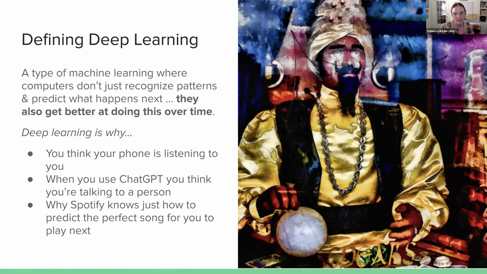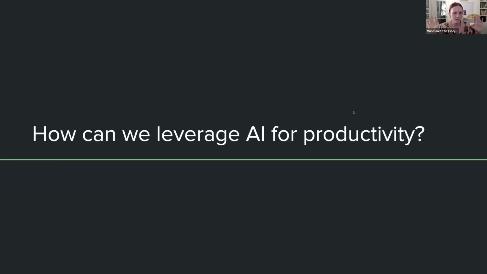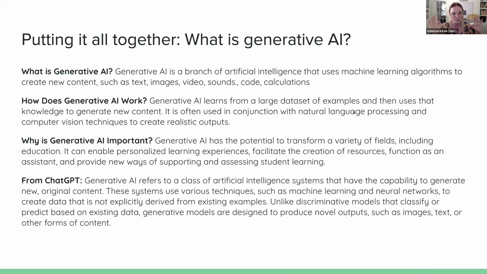Okay, last one, and then I promise the boring lecture stuff will stop and somebody more interesting will be talking again. So putting it all together, what is generative AI like ChatGPT? ChatGPT takes AI, specifically machine learning and deep learning, and uses it in order to create new content. That can be text, like answers to your questions or a short story that you ask it to write. It could be images, video, sounds, code, and calculation.